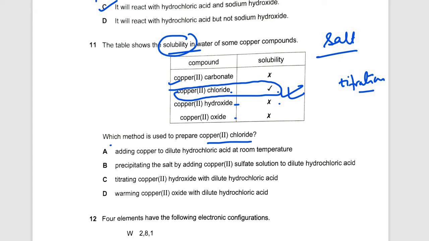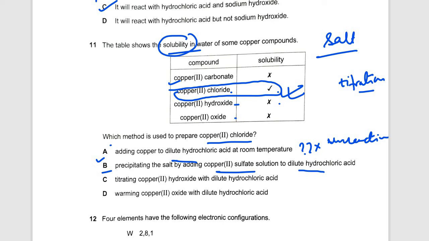Now option 1, adding copper to dilute HCl. Tell me whether it will react or not. It will not react. Why? Please tell me in the comment section. It is an unreactive metal, so dilute acid is not going to show any reaction. In the comments, let me know what other unreactive metals you know, list them out. Now option B, preparing the salt by adding copper sulfate solution to dilute hydrochloric acid.